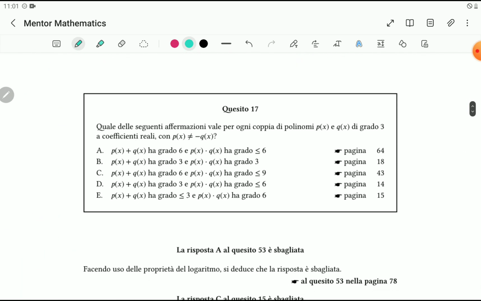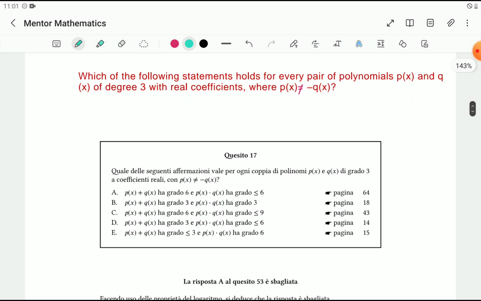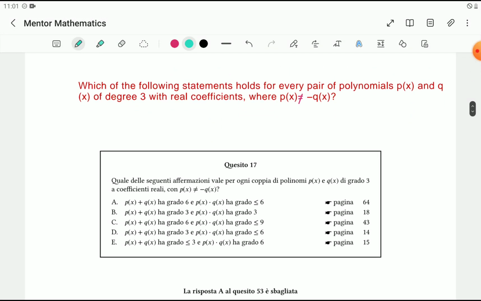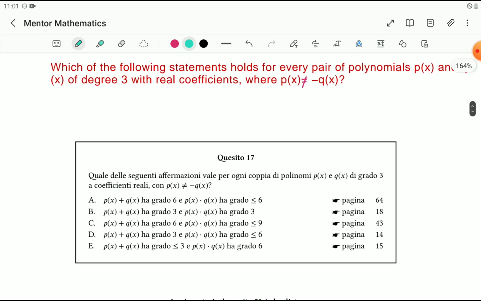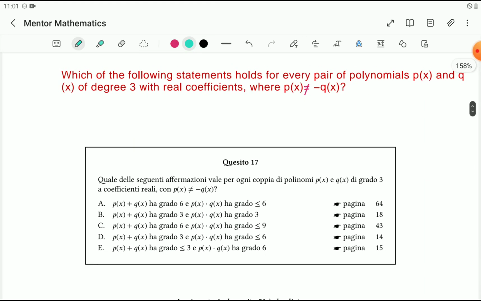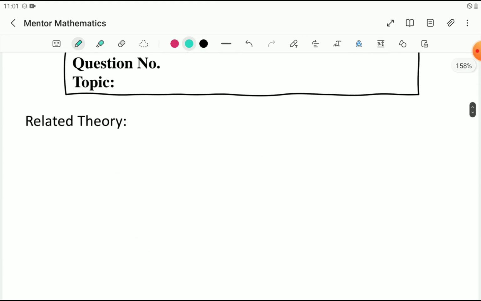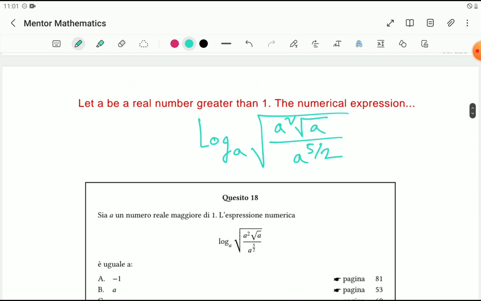Okay, let's go to the next problem. This is a problem that I didn't understand. You know, sometimes it's really hard to convert from Italian to English language, and this particular problem I want to skip, but if you can solve it, just do it. Okay, I want to skip for now.